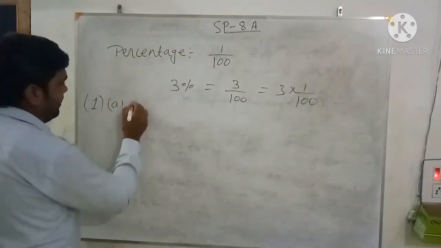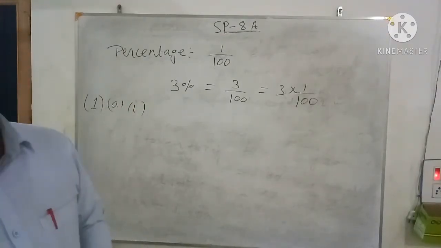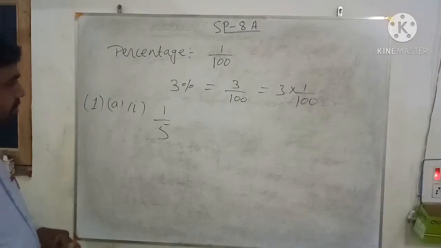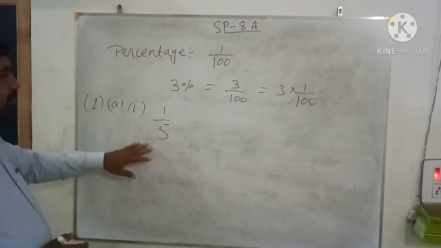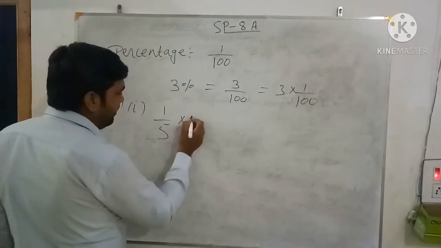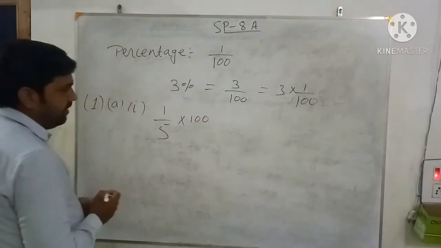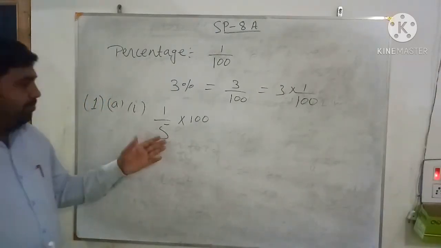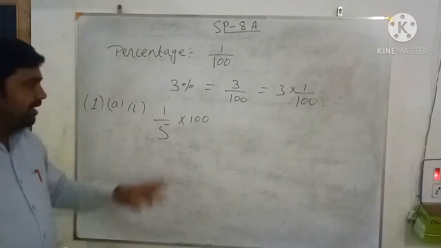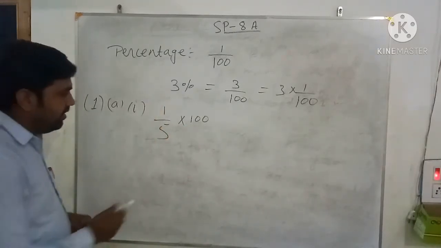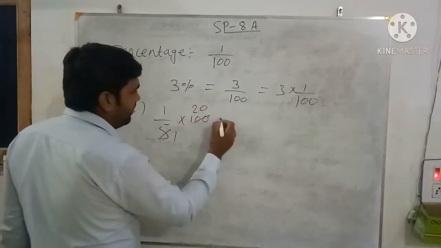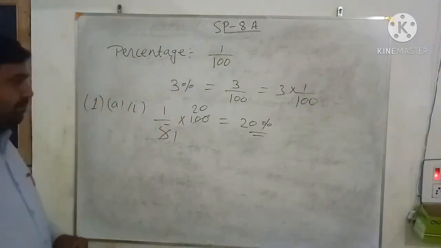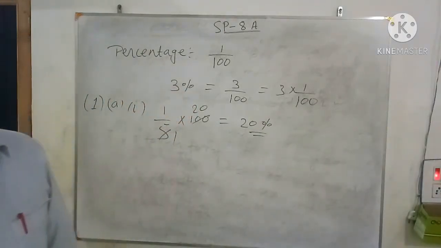1a, first question. Here we have to express each of the following as a percentage. The fraction given is 1 by 5. To convert the fraction into a percentage, you simply multiply the fraction by 100, and you will get its equivalent percentage. So 5 ones are 5, 5 twenties are 100. That means 20%. So simply, in each given fraction, you multiply by 100.